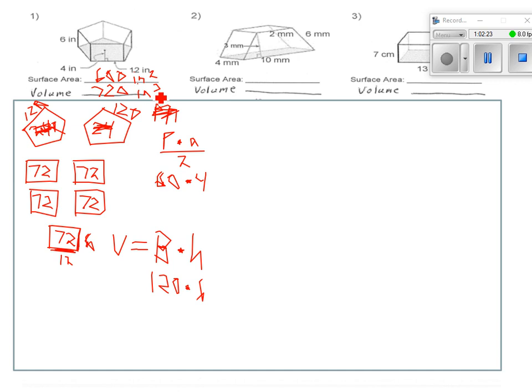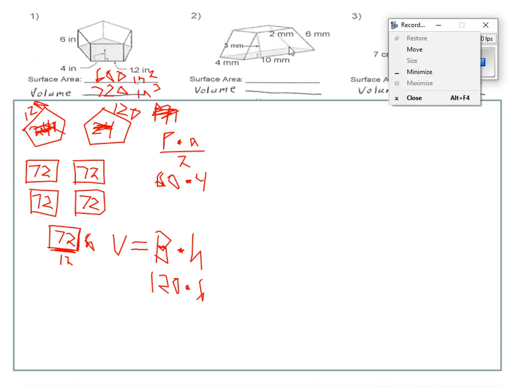Next one, I can't see the next one because the thing's in the way. Give me a second to move it. Oh no, don't do that.